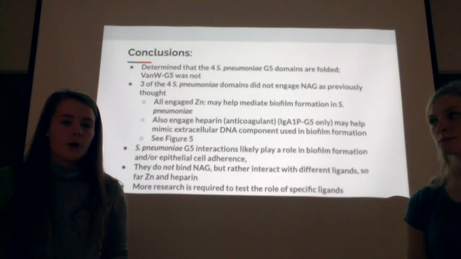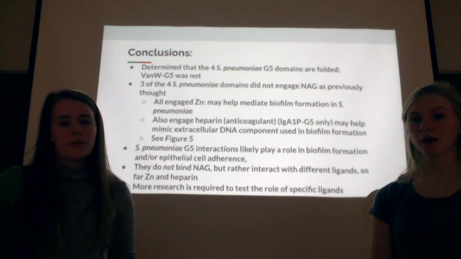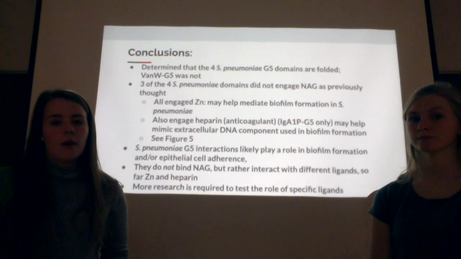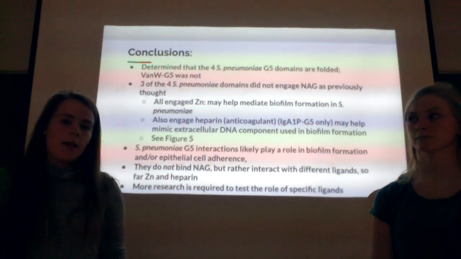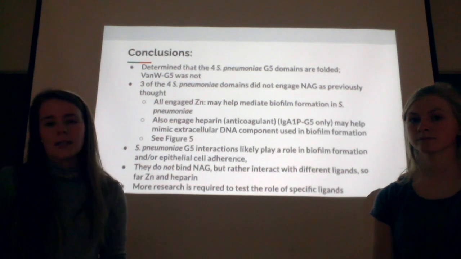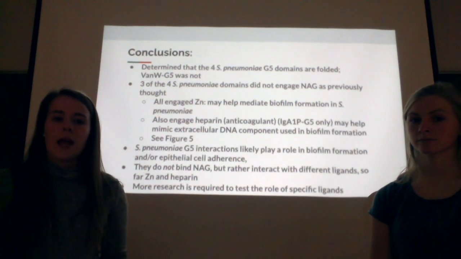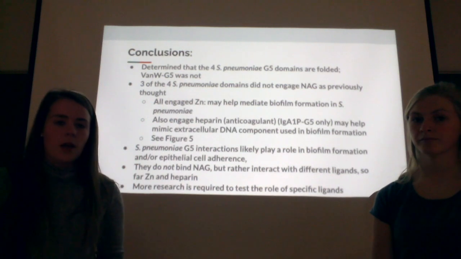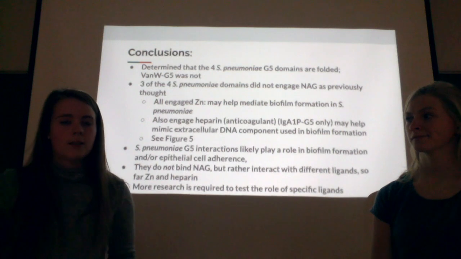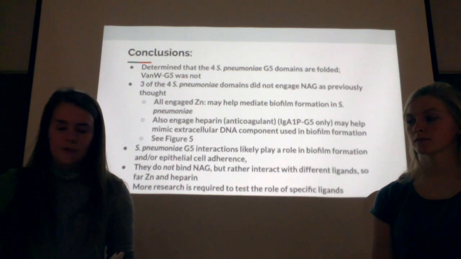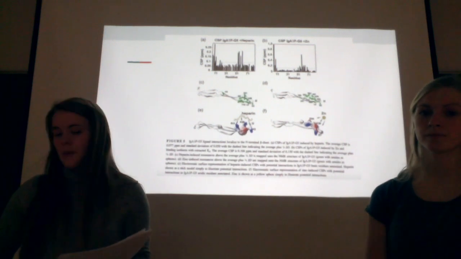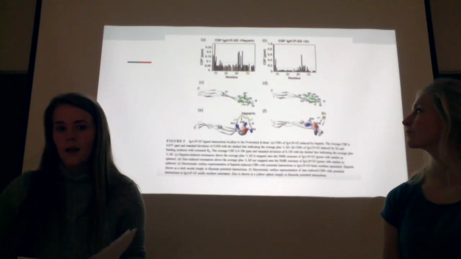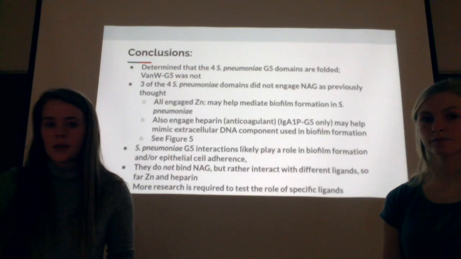These proteins also engage heparin in their G5 domains, especially IgA1P G5. And heparin is an anticoagulant, and they believe that in this case it basically just functions as extracellular DNA and sort of builds a structure for the S. pneumoniae to build its biofilm around, and so that's why it has that binding affinity. And if you take a look at this figure, you can see that the binding affinity to heparin is very high, based on the high CSP numbers here.